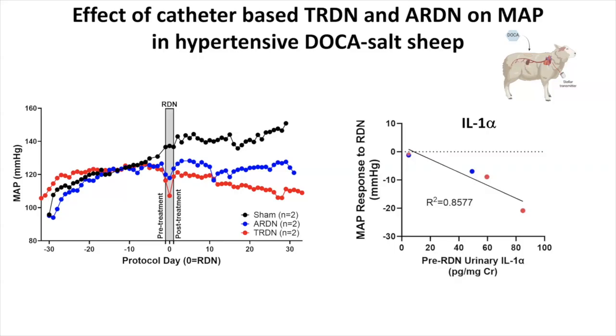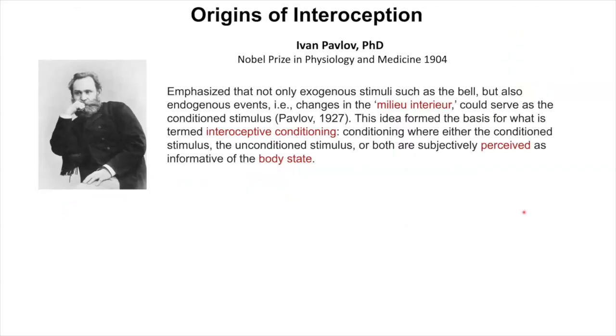So this sheep had very little IL-1 in the urine, meaning inflammation was low according to this biomarker, and very little response in blood pressure. This sheep had the most IL-1 and had the biggest drop in blood pressure. We saw pretty much a similar pattern for TNF alpha and IL-6. Again, very low numbers, but this is the basic idea. So that's where that's at right now. We're working on continuing those studies.